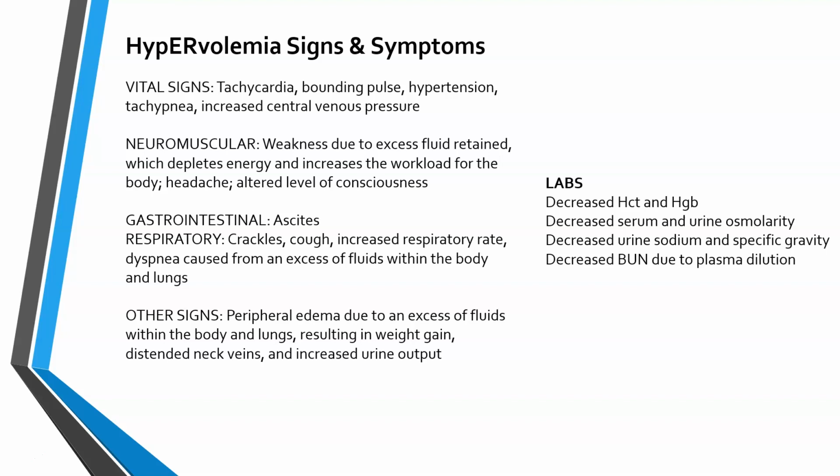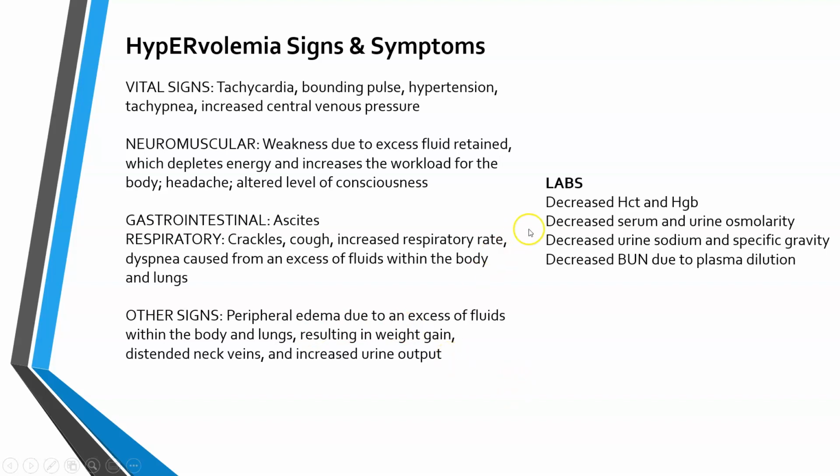Gastrointestinal, some patients may have ascites. In terms of respiratory, may hear crackles, cough, increased respiratory rate, dyspnea caused from an excess of fluid within the body and lungs. And other signs can be peripheral edema due to an excess of fluid within the body, resulting in weight gain, distended neck veins, and increased urine output.